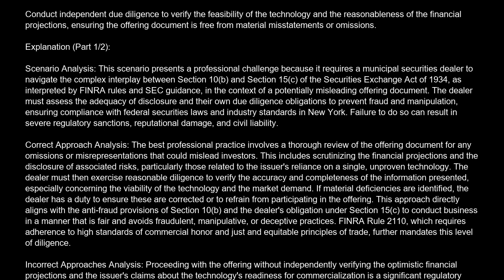If material deficiencies are identified, the dealer has a duty to ensure these are corrected or to refrain from participating in the offering. This approach directly aligns with the anti-fraud provisions of Section 10(b) and the dealer's obligation under Section 15(c) to conduct business in a manner that is fair and avoids fraudulent, manipulative, or deceptive practices. FINRA Rule 2110, which requires adherence to high standards of commercial honor and just and equitable principles of trade, further mandates this level of diligence.